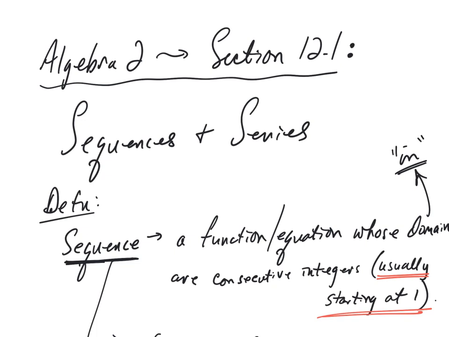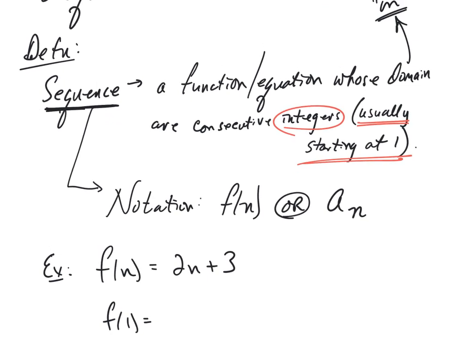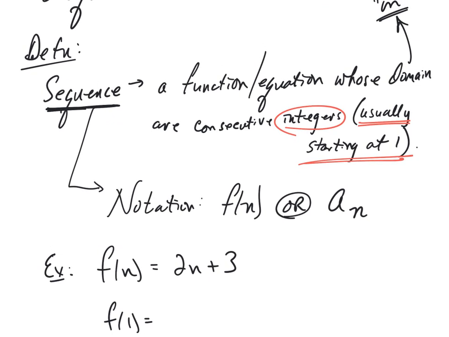So a sequence is a function or equation whose domain are consecutive integers. That means, let me highlight this in red, because the domain are going to be integers, we're not going to be inputting decimals or radicals or fractions. We're not going to be inputting anything into our equations other than integers. Okay, so some of the notation that we're going to use before we get to an example, you just need to get used to both of these fellas.